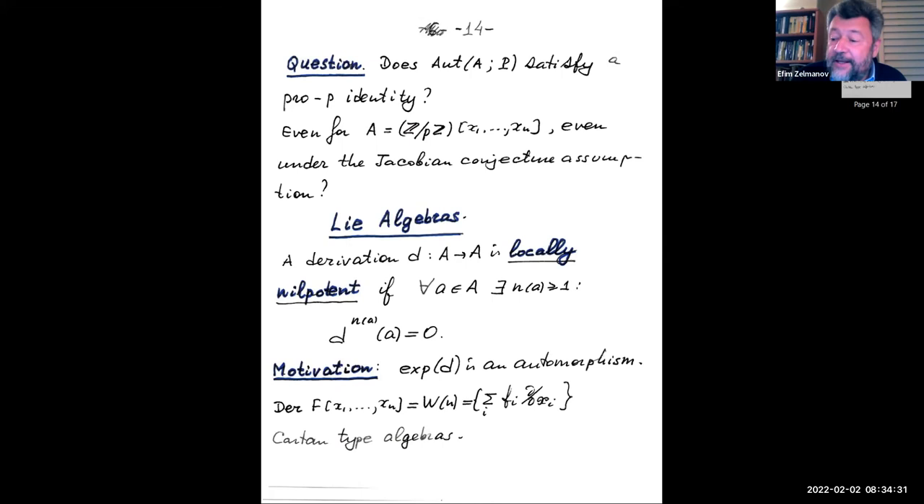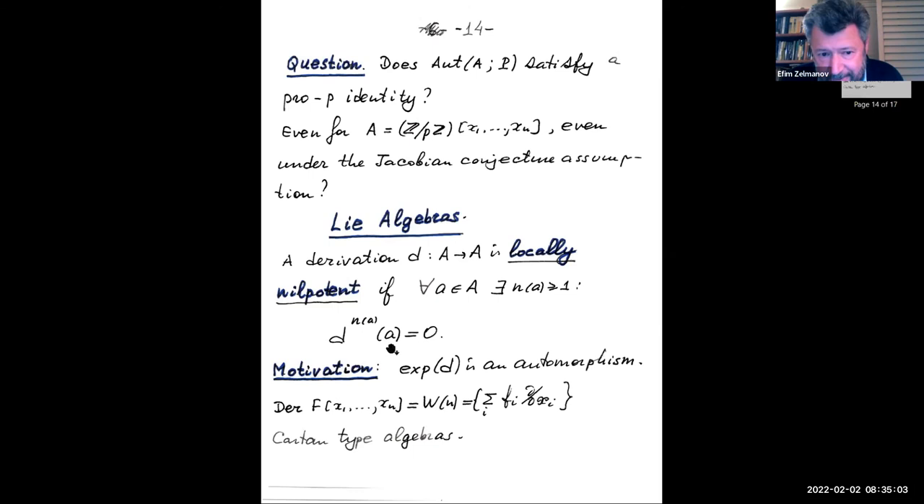Okay, now let's talk about Lie algebras and about vector fields on these affine varieties. If you have an algebra A, a derivation is said to be locally nilpotent if for an arbitrary element a, a sufficiently big power of the derivation kills that element. So if you apply this derivation sufficiently many times, you get zero. But of course, how many times should depend on the element.